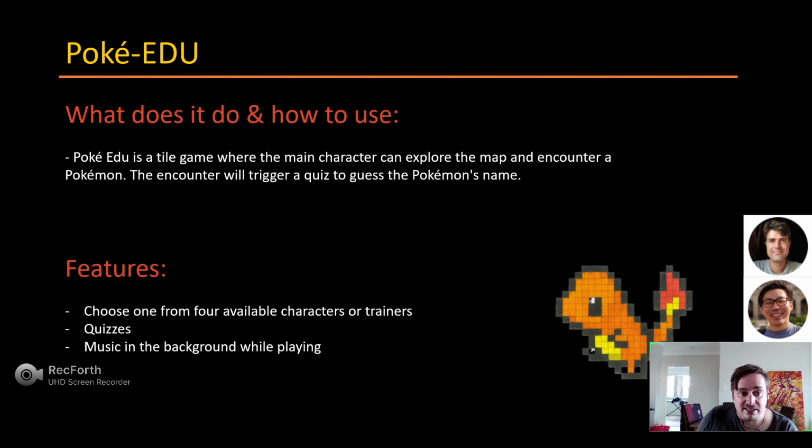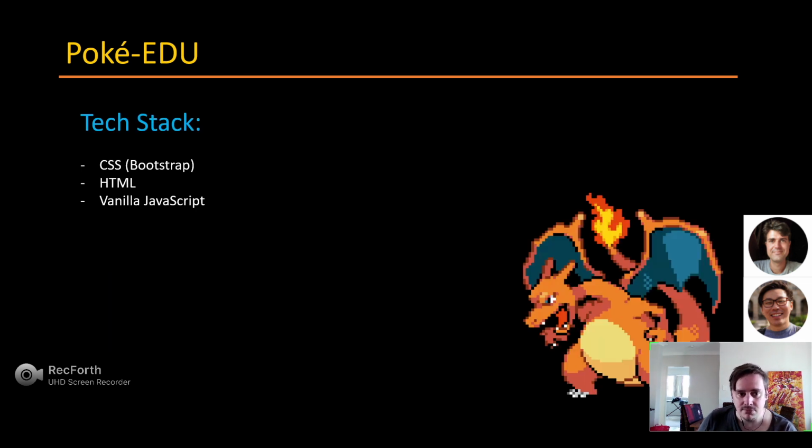So what it does is a game where you move around a map. It's a 10 by 10 grid, and you encounter a Pokemon. The encounter will trigger a quiz to guess the Pokemon's name. Some of the key features are you can choose from one of the 4 available players, the quizzes when you encounter the Pokemon, and there's some funky music playing in the background while playing.